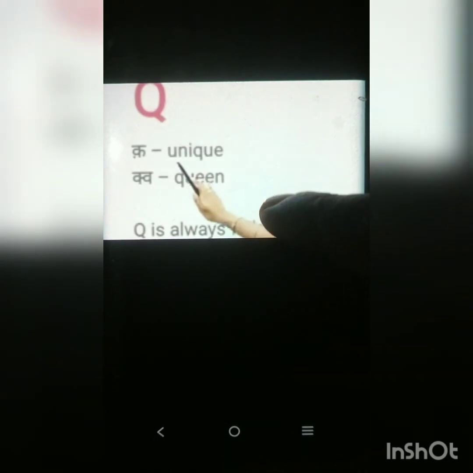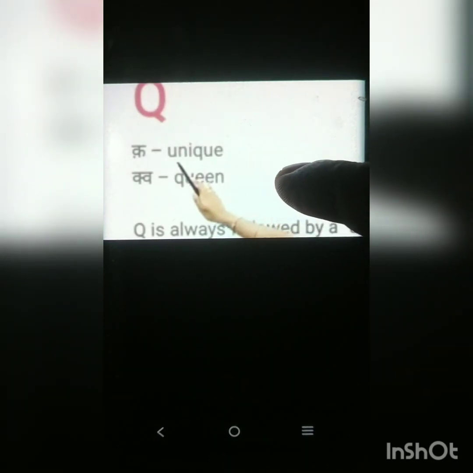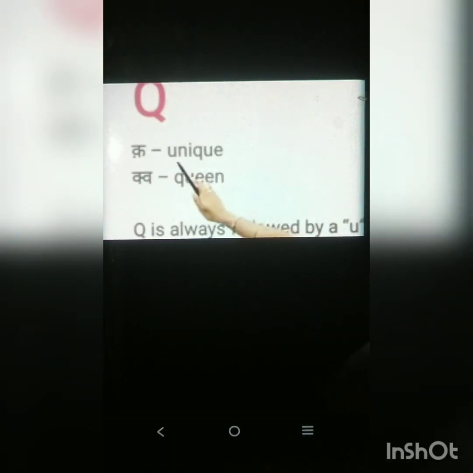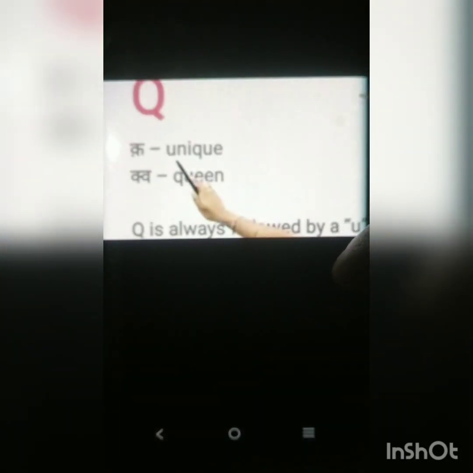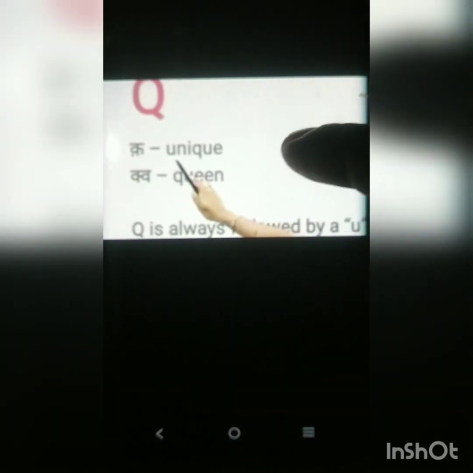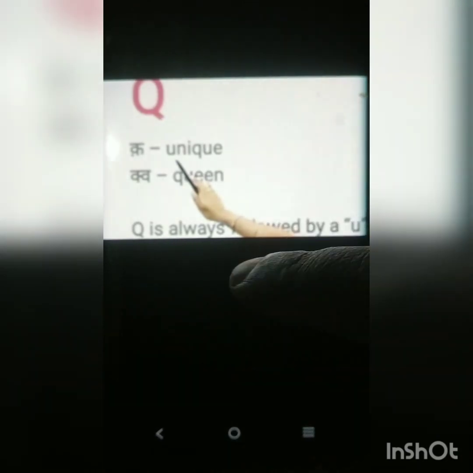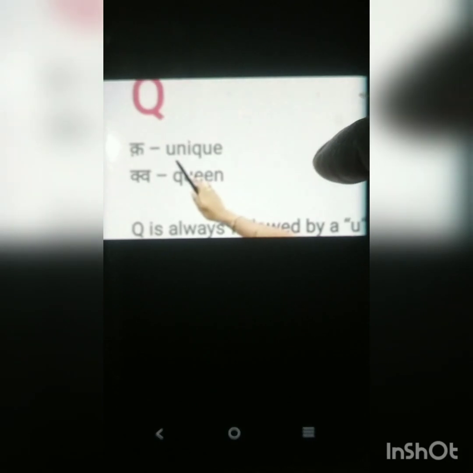So Q is not coming alone. QU. Then quick, quicker. Like that, sounds are coming with Q and U. Okay. These are the sounds we have to understand. So when there is Q, it will bring U also with it. It doesn't come alone any time in a word.